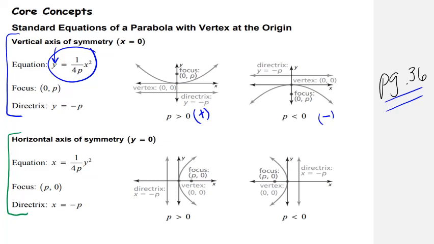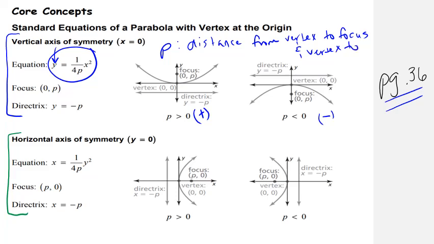Okay, and this letter P that it has there just stands for the distance. Oh, I'm sorry, it's a different distance: from the vertex to the focus and from the vertex to the directrix. And the directrix is just a line behind the parabola that offsets the focus. Okay, so they're equidistant from the vertex, so that would be your P.